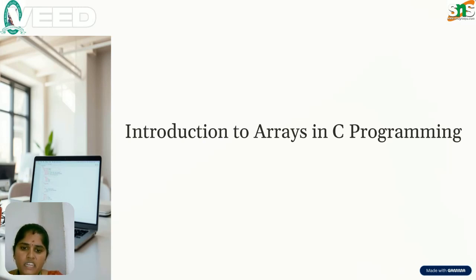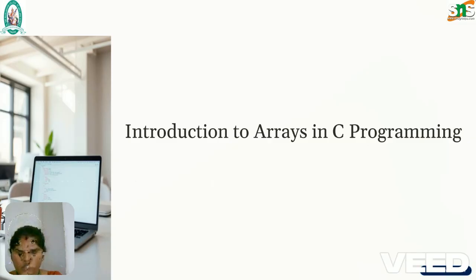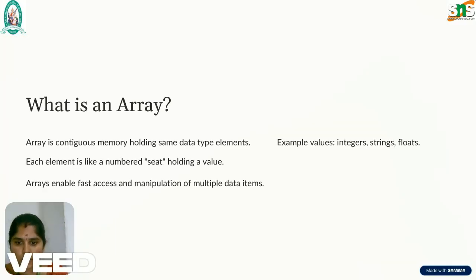In earlier stages, one variable could hold only one value. By using the arrays concept, we can hold multiple values. Here I am mentioning continuous memory holding of same data type elements. It means the variable is going to hold elements of the same data type only.